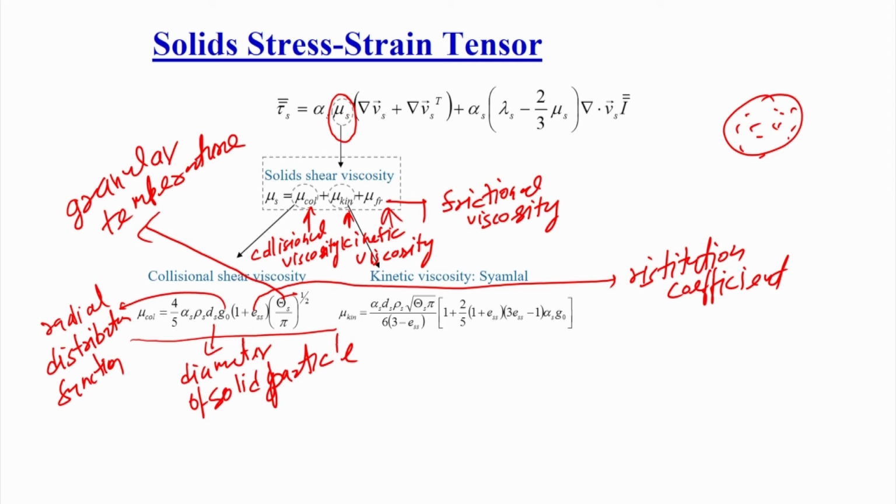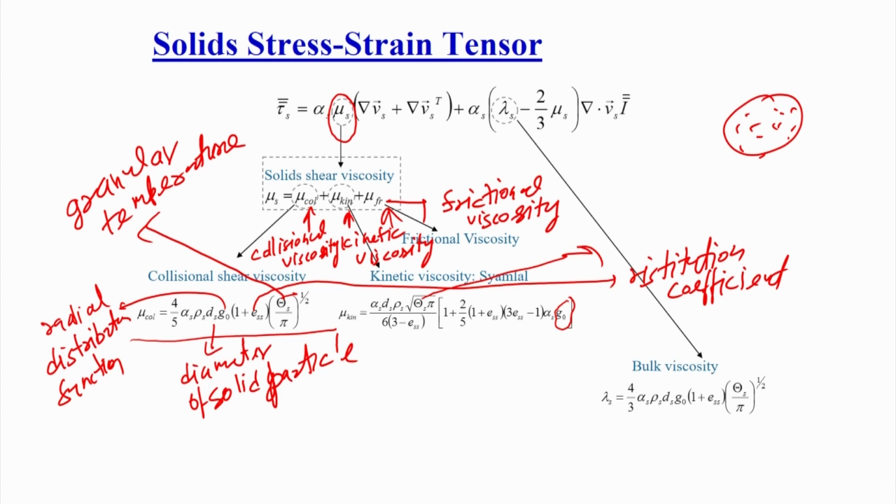Similarly, the kinetic viscosity term has been defined. Again, I am telling again and again that these are not the only equations. There are several equations available. Don't get confused that only these equations are there. This is the equation which is given by Syamlal et al. And they have also found that mu kinetic is also a function of theta s, granular temperature. They are also going to see what is the fluctuating velocity of the particle. They are also a function of e_s, restitution coefficient, and g naught, that is the radial distribution of the particle. Similarly, I am not going into detail of how these equations are derived.